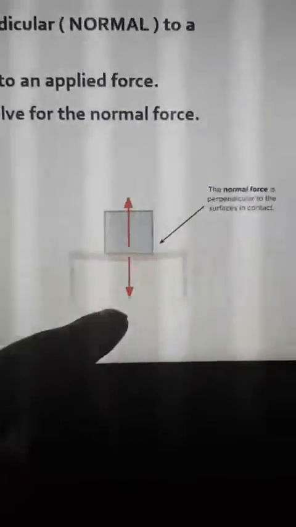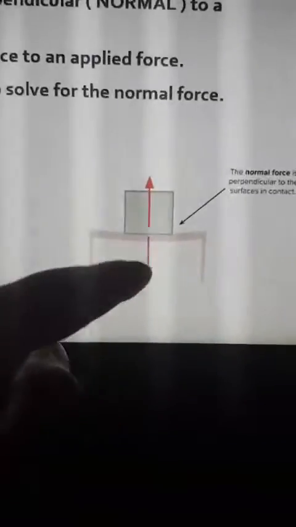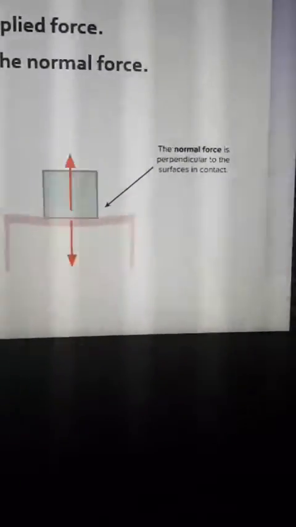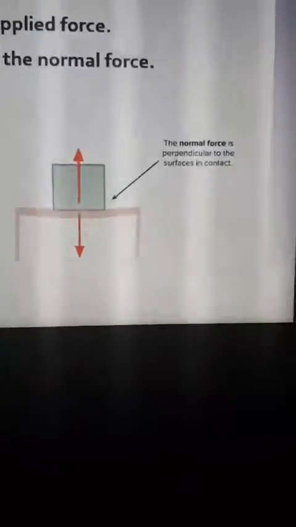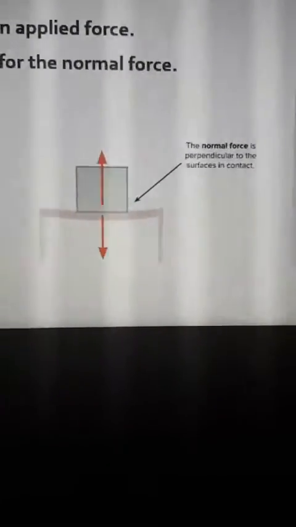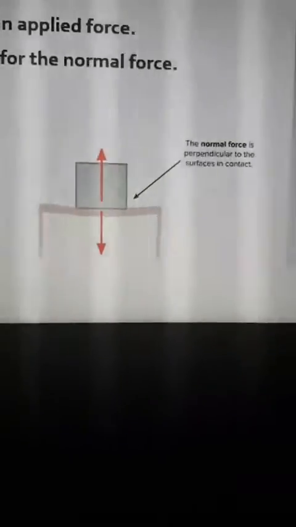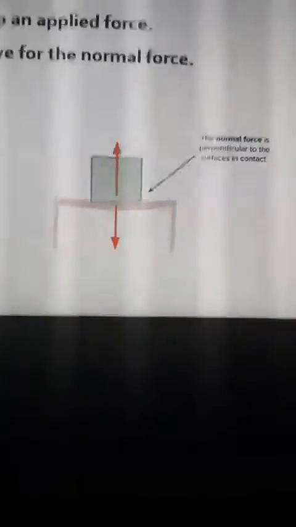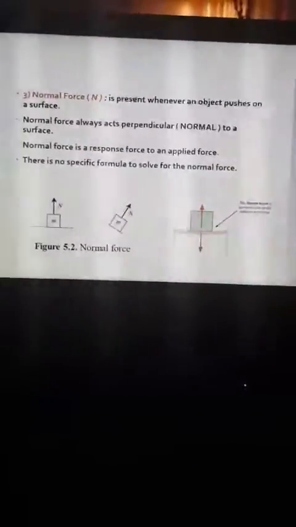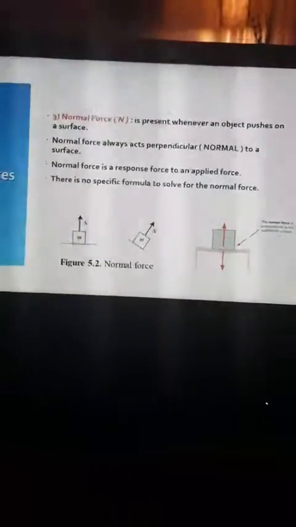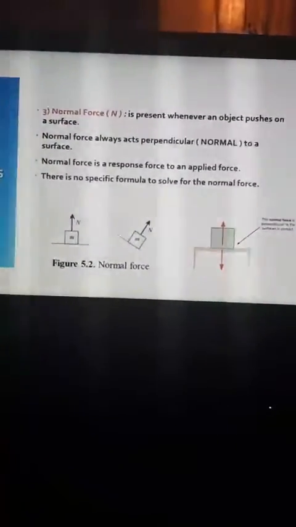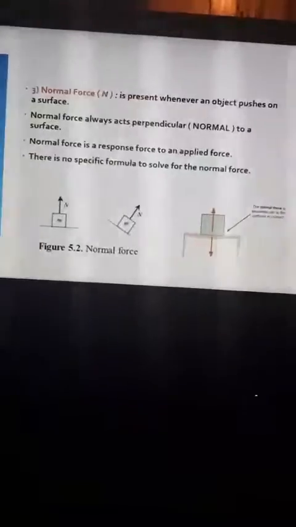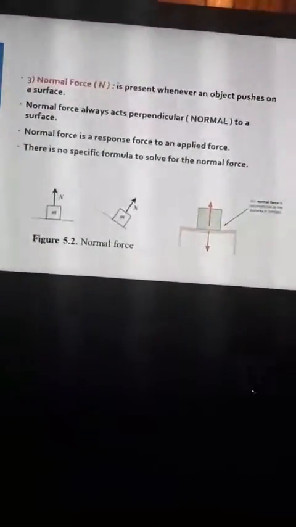Look here, this arrow is the force of gravity or the weight of the object, and this arrow is the normal force, perpendicular to the surfaces in contact. The second thing for normal force, that it is always perpendicular to the surface. So if an object is not in contact with any surface, this object doesn't have a normal force. For normal force, there must be an object on a surface, they are in contact, and always the normal force is perpendicular to the surface.